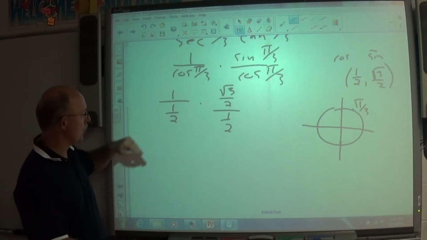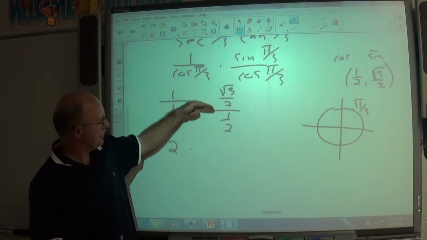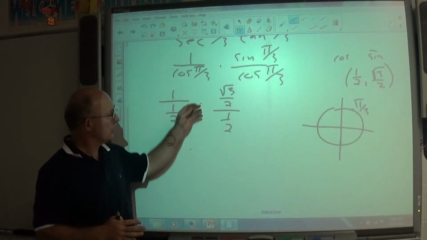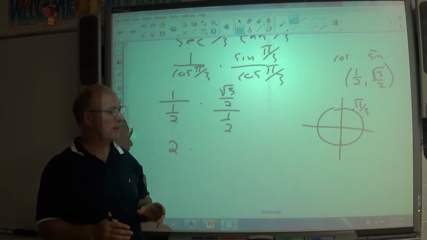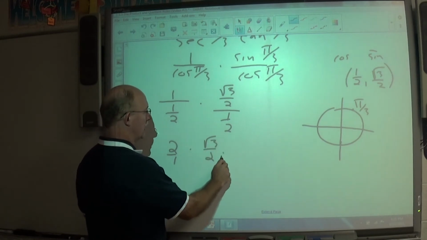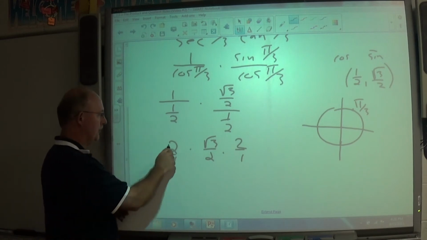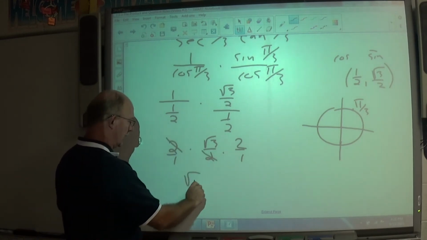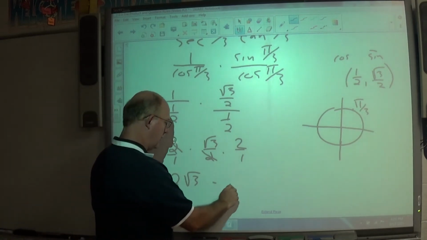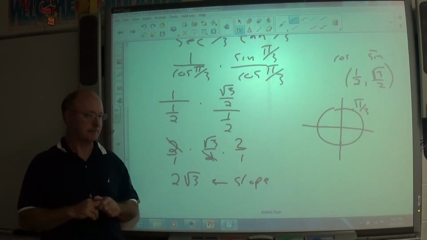First, 1 over 1/2 is 2. Now remember, when you divide fractions, we take the top fraction and multiply it by the reciprocal of the bottom fraction. So this would be 2 over 1, times the square root of 3 over 2, times the reciprocal of the bottom fraction, which is 2 again. So what happens? The 2's cancel out here, and that gives us 2 times the square root of 3. Now, this is our slope. So our slope is 2 square root of 3.